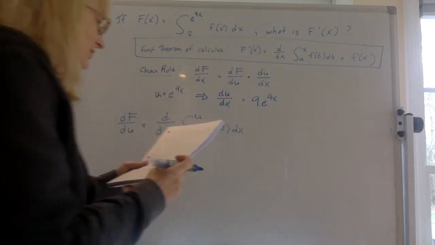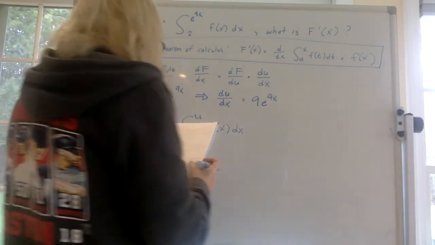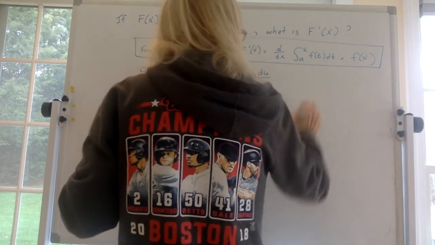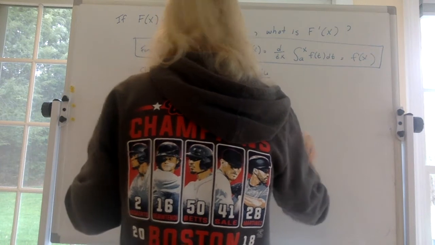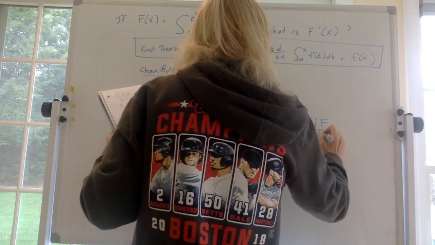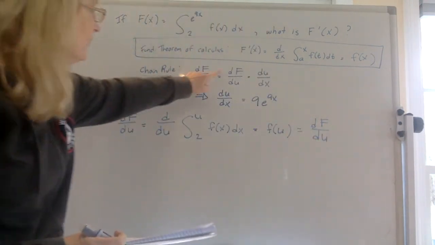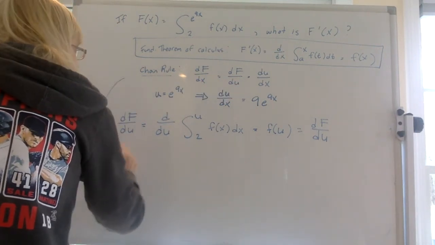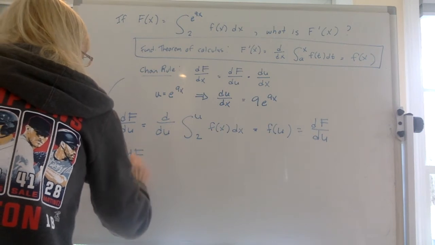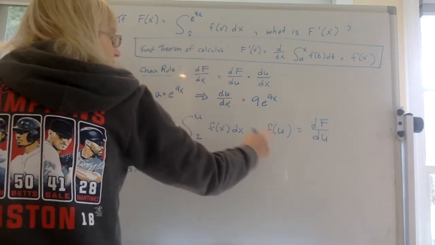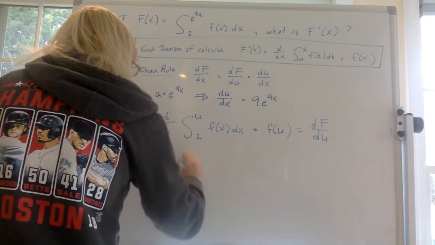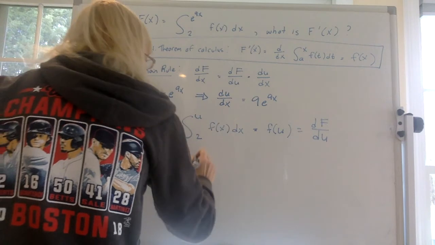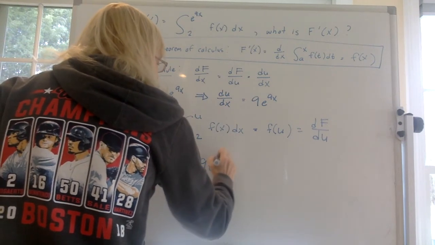So it's basically just going to equal f of u, right? According to that fundamental theorem of calculus. So that's equal to dF du. Okay, so now we got dF du, we have du dx, so we can go back to our chain rule. We can say dF dx is equal to dF du, which we figured out was just f of u, times du dx, which we figured out is 9e to the 9x.